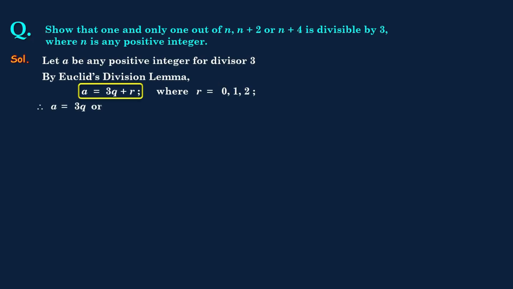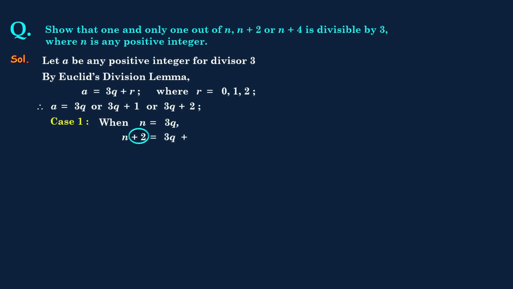Now, if we just replace the r value, then n will be 3q, or 3q plus 1, or 3q plus 2. Now, if we consider case 1, that is when n equals 3q, then n plus 2 will be 3q plus 2 and n plus 4 will be 3q plus 4. If we divide 4 as 3 plus 1 and take 3 as common, then it is 3(q plus 1) plus 1, and our 1 will be outside.